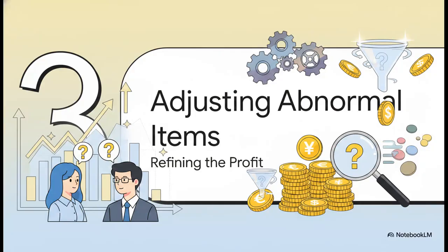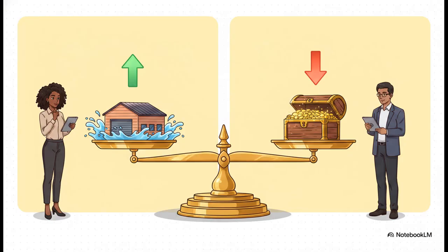Which brings us to Section 3, adjusting abnormal items and refining the profit. Now, you're probably wondering what exactly needs to be adjusted in that first step to find this normal we keep talking about. Now, what's really interesting about this is how we have to essentially balance the scales to neutralize past anomalies. To find that normal profit, you actually have to add back your abnormal losses and deduct your abnormal gains.